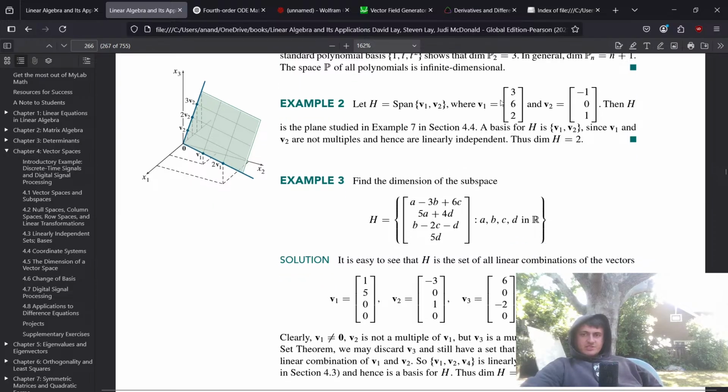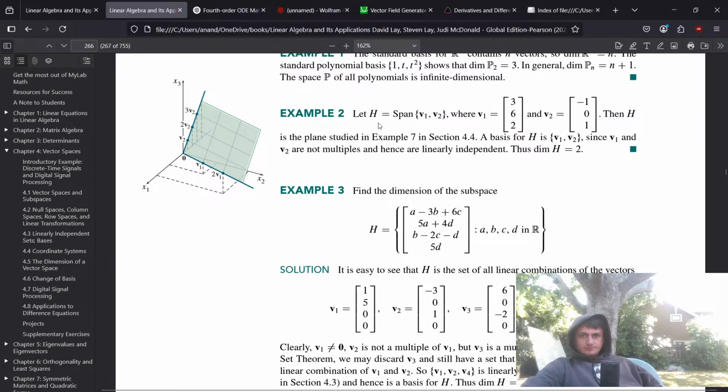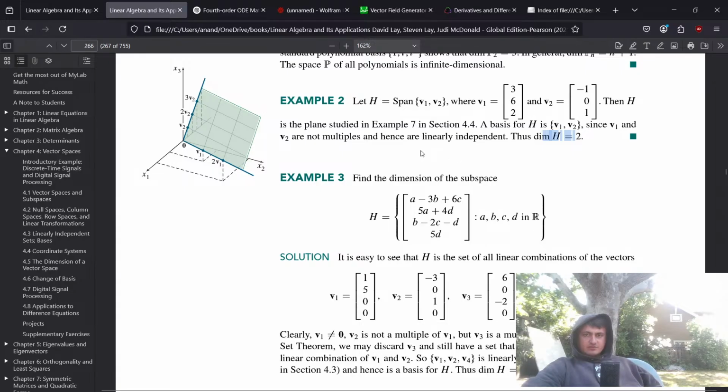P is infinite dimensional. Okay, then we have this plane in R3. The dimension is 2 because they're linearly independent. Okay, cool.